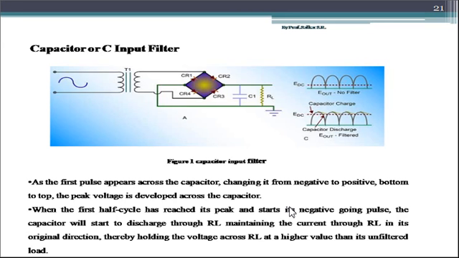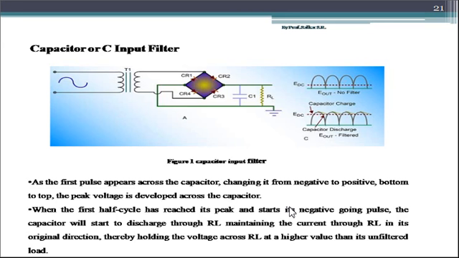So there are 4 types of filters which we are going to learn: capacitor filter, inductor filter, LC filter and RC filter. Resistors, capacitors and inductors are passive electronic components, and we are going to use these 3 passive components to make the filter circuit. That is why these filters are also called passive filters. We are going to learn them one by one.